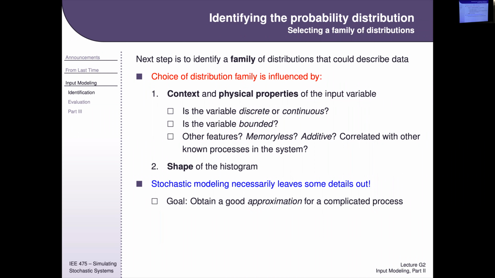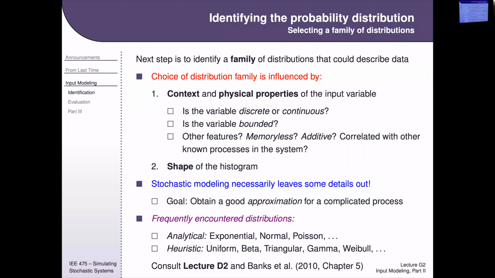So we're generating variation with randomness so that we don't have to generate variation by coming up with mathematical rules that respond to every tiny little variable that we might have to simulate in our simulated world. So we're going to leave something out. So we're just getting a good approximation for a complicated process. And so we've got these frequent ones, which we've been talking about here.